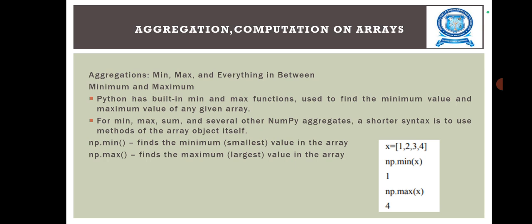For example, x is equal to 1, 2, 3, 4. Suppose you want to find the minimum value, you have to use the syntax np.min of x. X represents the array name. So the value 1 will be given as a result. Likewise, np.max of x means in the given array, whichever is the maximum value, that value will be returned. Here the value 4 is the maximum.